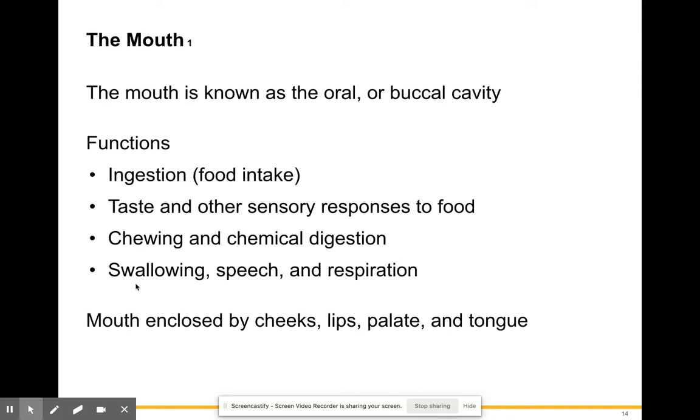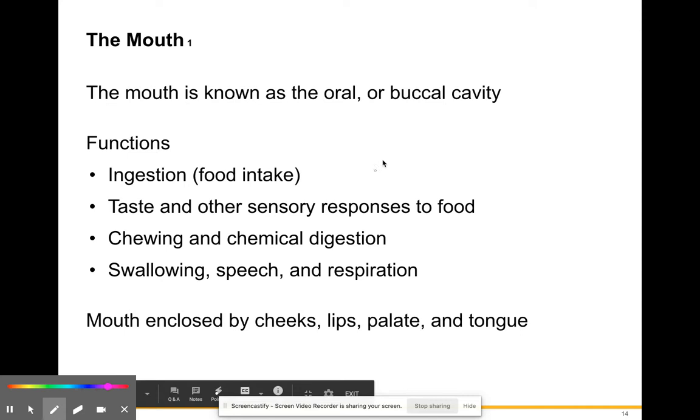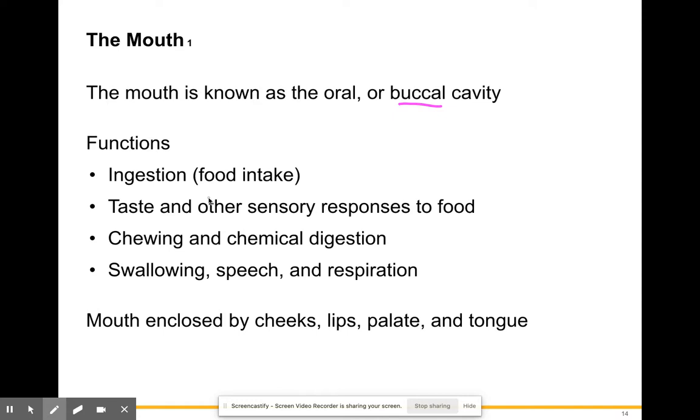The mouth is known as the oral cavity or the buccal cavity. The term buccal comes from a muscle called the buccinator muscle, which is in the mouth. It's one of the muscles that help you chew, and we'll talk about that later too. The functions of the mouth are ingestion, or taking food in. It also helps us taste things in response to the food.